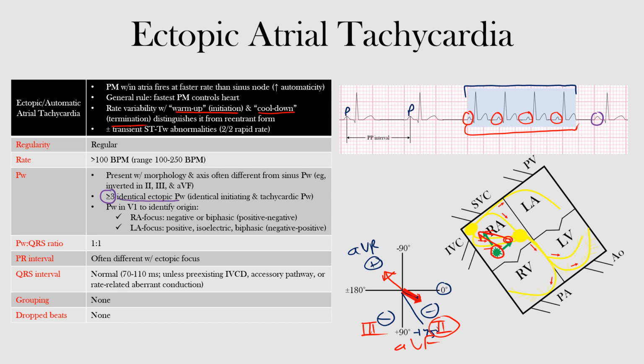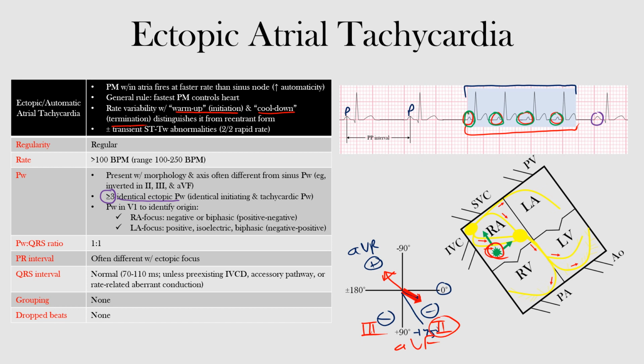Okay, and this is one of the main things that you have, at least 3 P waves that are identical, because it's all coming from that ectopic region right here. It's coming from the same area, so our P waves should all be the same. So our initiating P wave is the same as those that follow in that area. Okay, so you want at least 3 of them. Now we get to the AV nodal conduction, which makes up most of the PR interval.